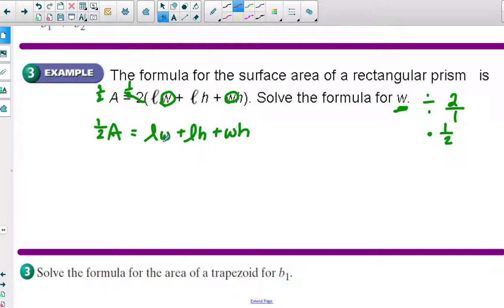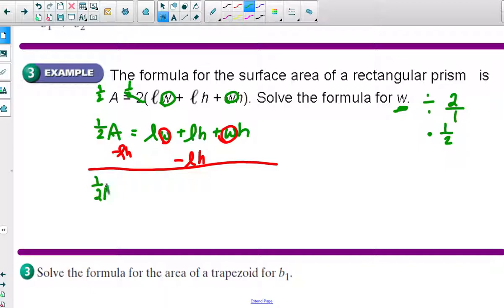Still need to keep my eye on the ball. We need to solve this equation, this formula for W. So we need to get the terms with the W alone. That means I need to get rid of this term. So we're going to subtract LH from both sides. And that leaves us with 1/2 A minus LH equals LW plus WH.